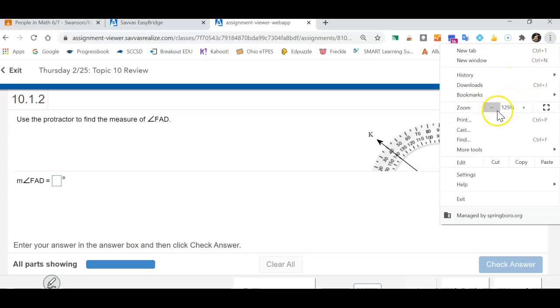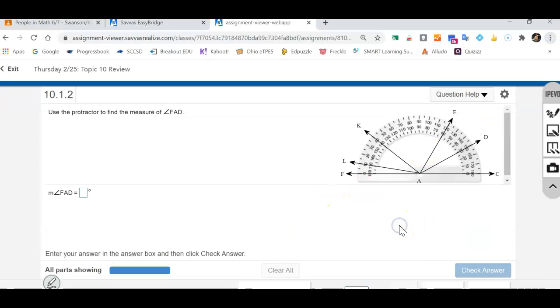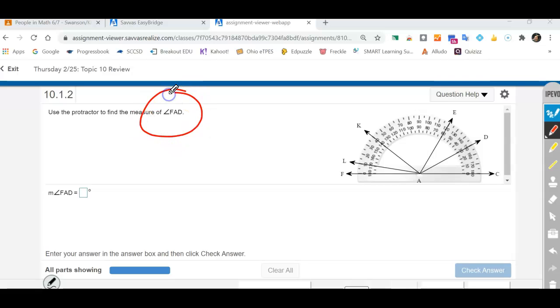All right, so we are going to review today everything we've done with angles. So the first thing we're going to look at is reading a protractor. We've got this angle FAD. When you're reading a protractor, start with F. So F is on the left side here. That means I've got two numbers to read. 0 is on the outside or 180 on the inside.